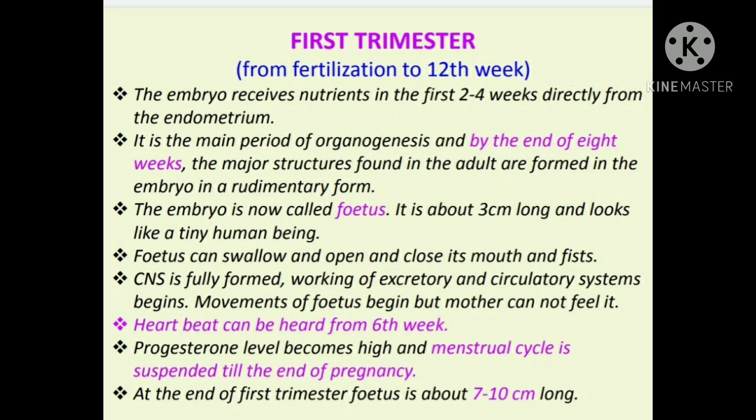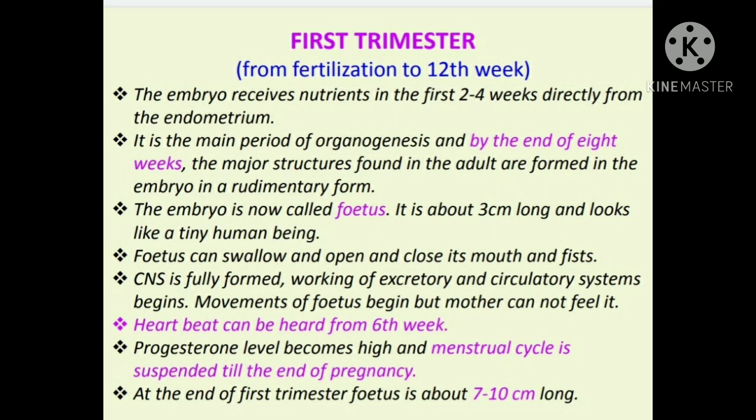At the end of the first trimester, the fetus is about 7 to 10 centimeters long. So this is the proper measurement. A 7 to 10 centimeter long fetus is formed in the first trimester. It means in the first, second and third month of the pregnancy. Meanwhile, along with so many changes in the baby in the uterus, the mother's body also undergoes rapid changes.